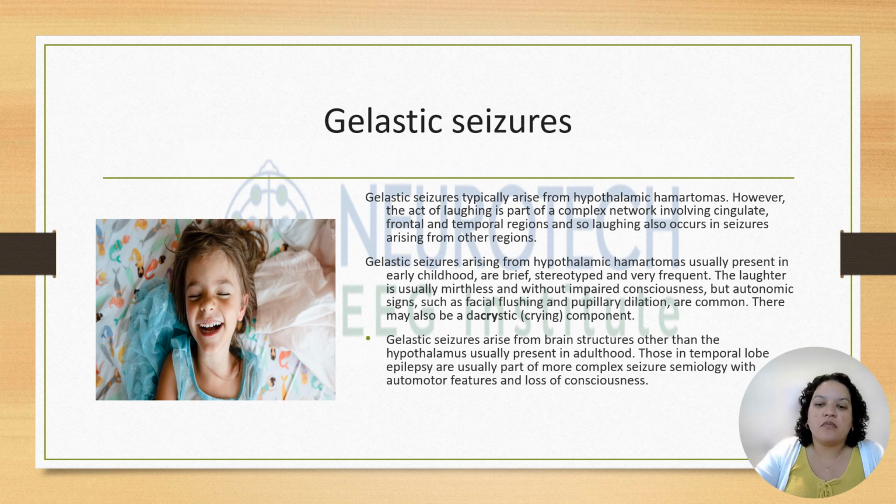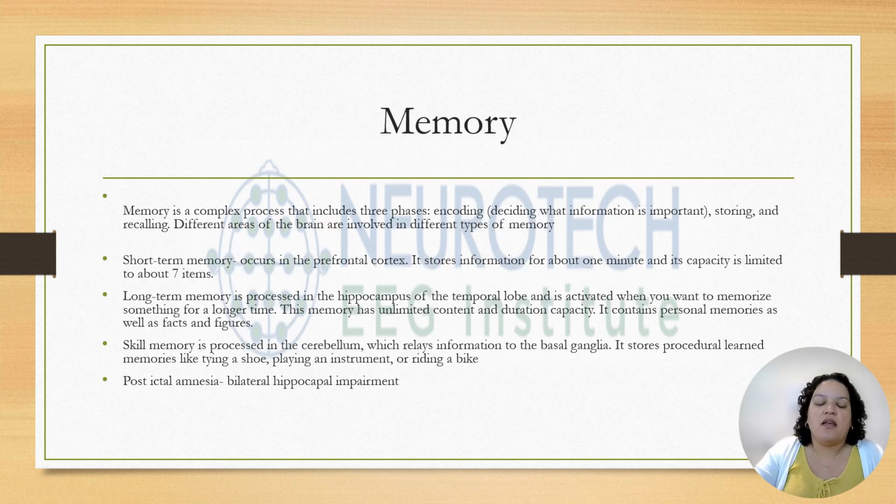And there could be other signs like facial flushing and pupillary dilation, and they might also have a dacrystic component. I want to call it dacrystic because there's a cry, so they might cry with the gelastic seizure. Okay, so just know why we put it here: it's because they're related to the hypothalamus, hypothalamic hamartomas.